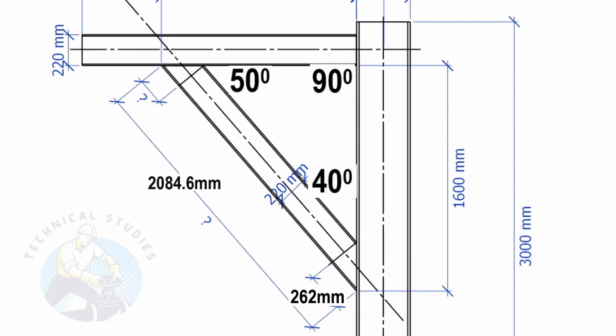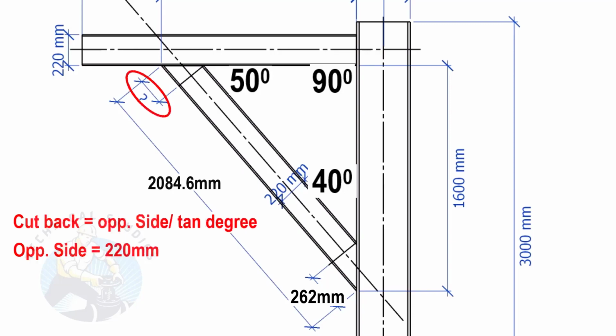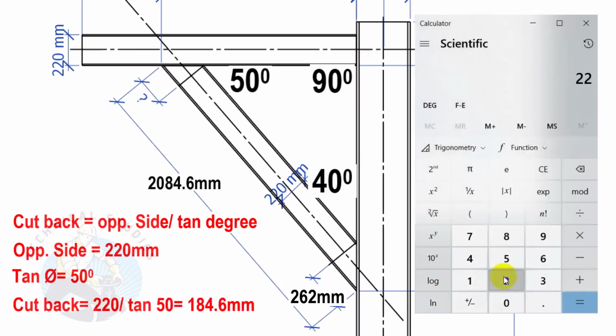Apply the same formula to calculate this cutback. Here, the opposite side is 220 mm, and the tan angle is 50 degrees. Cutback equals 184.6 mm.